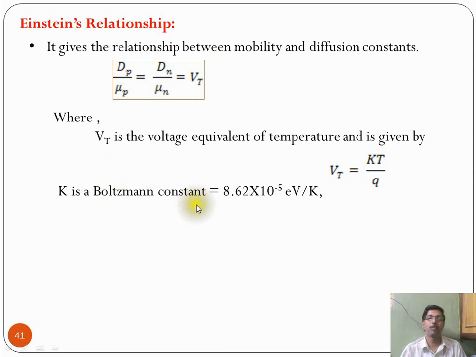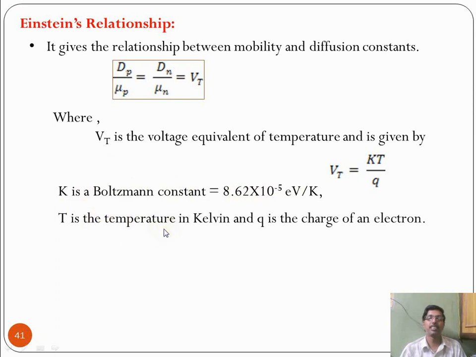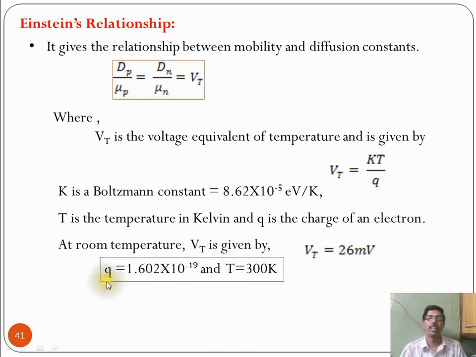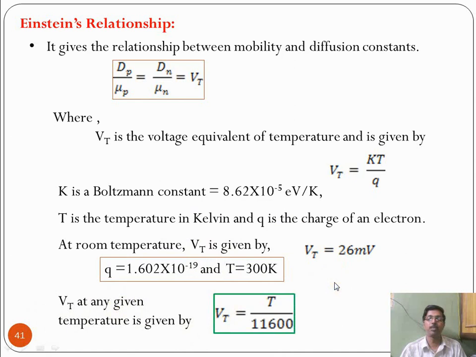where K is the Boltzmann constant, we know very well. It is 8.62 times 10 power minus 5 electron volt per Kelvin, T is the temperature in Kelvin, and Q is the charge of an electron. At room temperature, we can express Vt as 26 millivolt. If you take Vt as 26 millivolt at room temperature, the charge Q is 1.602 times 10 power minus 19, and T is 300 Kelvin. So Vt at any given temperature is given by Vt equal to T by 11,600.